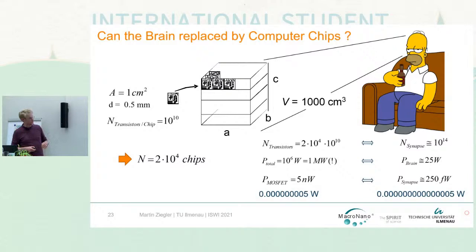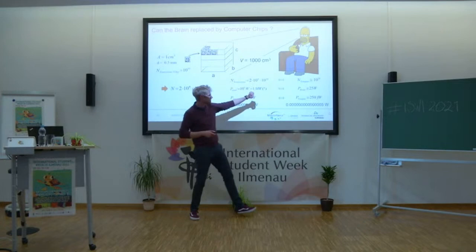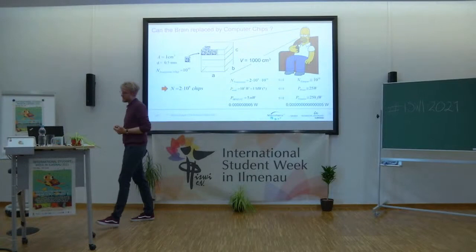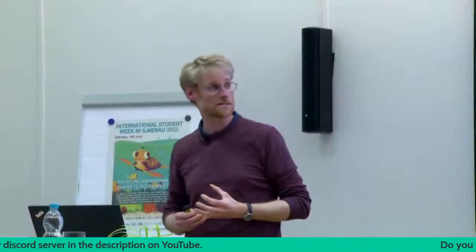There is a good new insight when we compare the size: 2 times 10 to the power of 4 times 10 to the power of 10 gives 10 to the power of 14. This number is actually similar to the number of synapses, the interneural connections, in our brain. So in principle, we can build enough switches into such a space. Our technology allows it. But again, which makes sense, look at the power consumption.